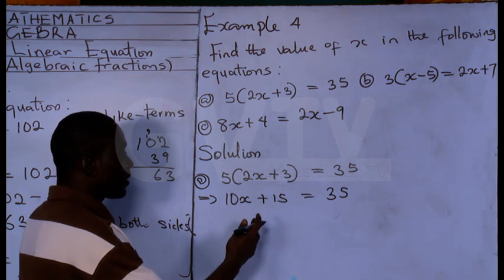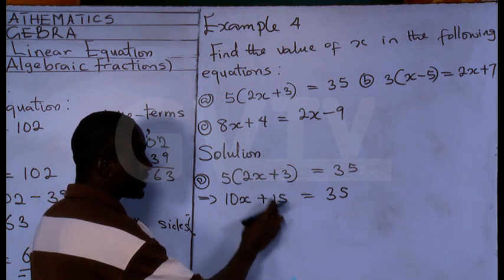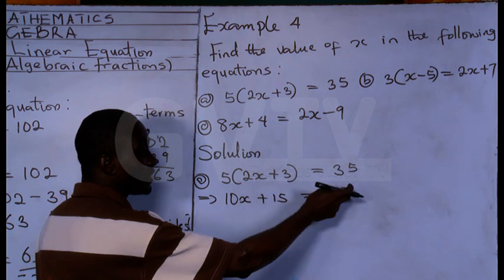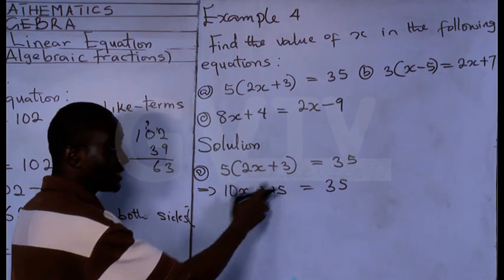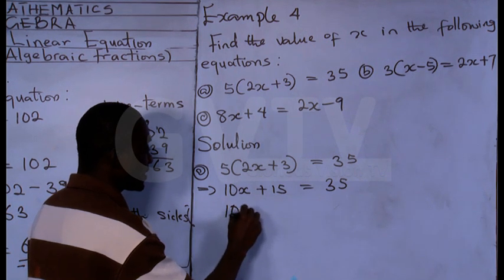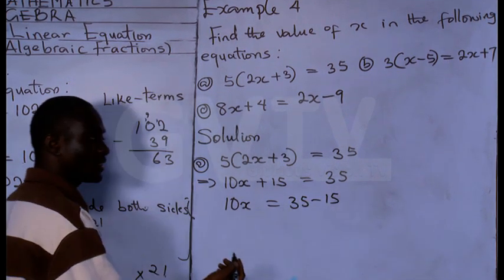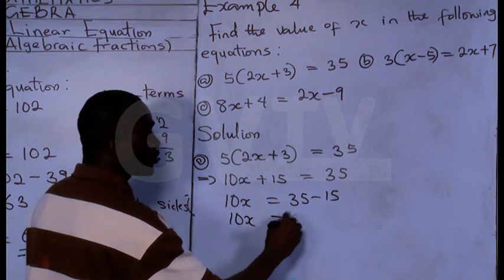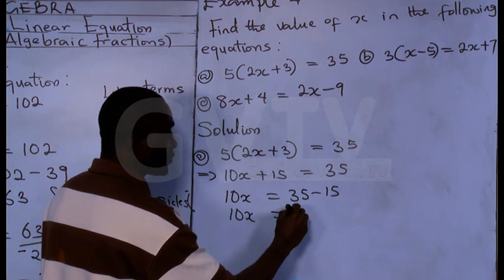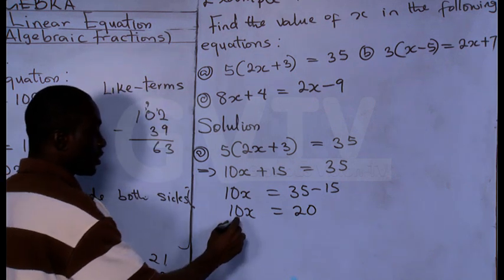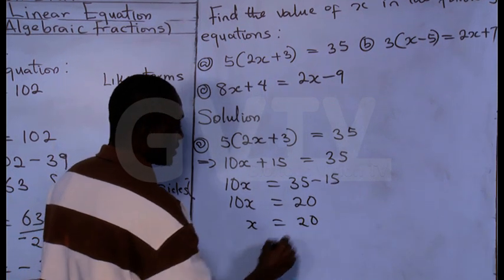Okay, so letting them be on one side, we have to transfer. We are taking 15 to go and meet its family over there, which is going to change its identity. So 10x will now be equal to 35 minus what? 15. All right. So 10x will be equal to, when you subtract 15 from 35, it will give you what? Give you 20. Okay. And making x stand alone, x will be equal to 20 over 10.